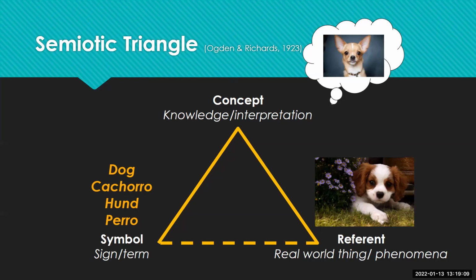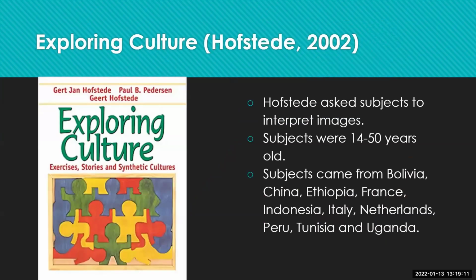Now, there is a famous scholar named Geert Hofstede who wrote this book, Exploring Culture. He conducted a study where he asked subjects to interpret different images, and I want to share with you some of the images that he used. The subjects of his study were between 14 and 50 years old, and they came from many countries, including Bolivia, China, Ethiopia, France, Indonesia, Italy, Netherlands, Peru, Tunisia, and Uganda.